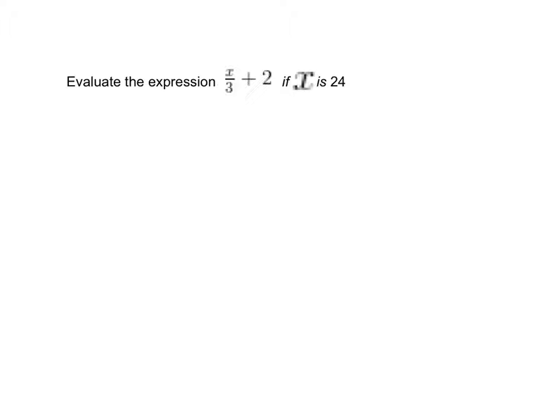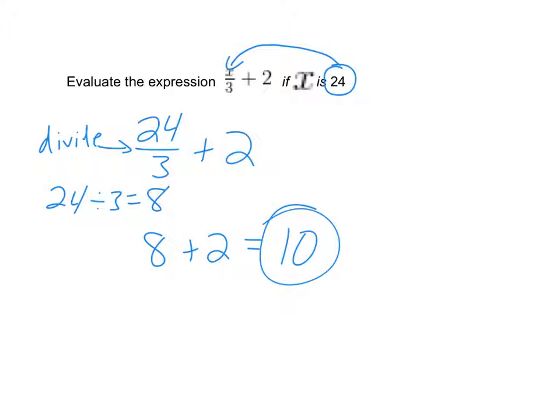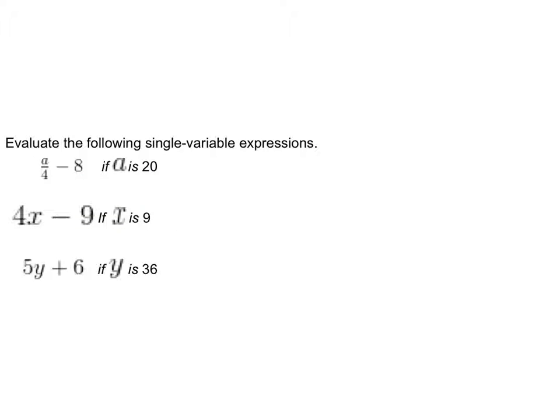Evaluate the expression x over 3 plus 2 if x is 24. Again, I'm going to take 24 and plug it in for x. So it'll look like this, 24 over 3 plus 2. Remember, this fraction bar means we divide. So 24 divided by 3 is 8. So I'm doing 8 plus 2, which gives me an answer of 10. Go ahead and pause the video and solve these three before hitting play and seeing how you did.